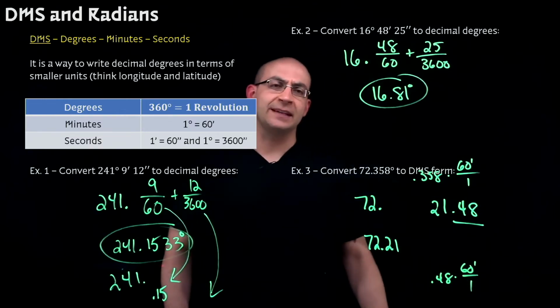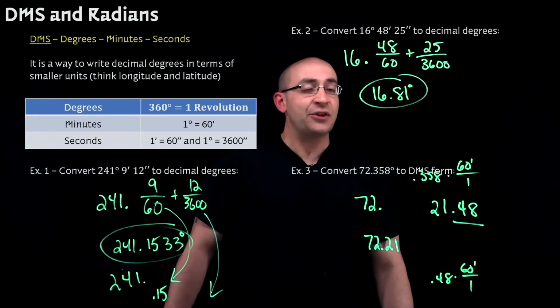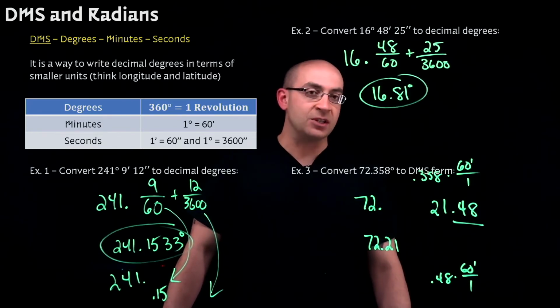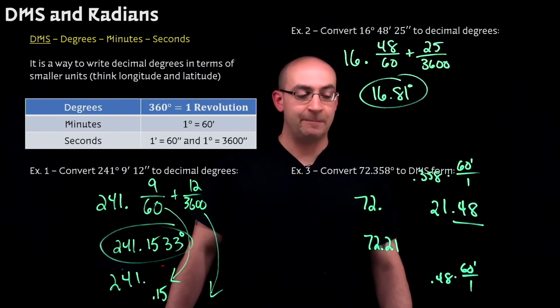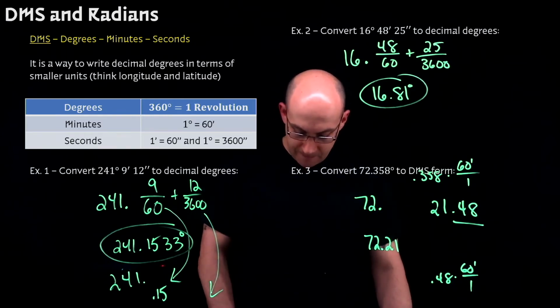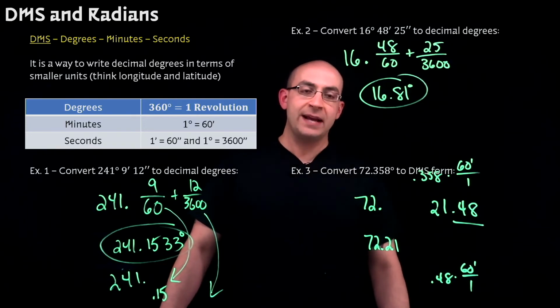Now, think about it like this. 60 times 60 is 3600, which represents the amount of seconds that are in 1 degree of our revolution. So I have to obviously multiply by 60 twice in a row in order to get to that 3600 to represent the seconds place of our DMS. So 0.48 times 60 is going to give me 28.8.